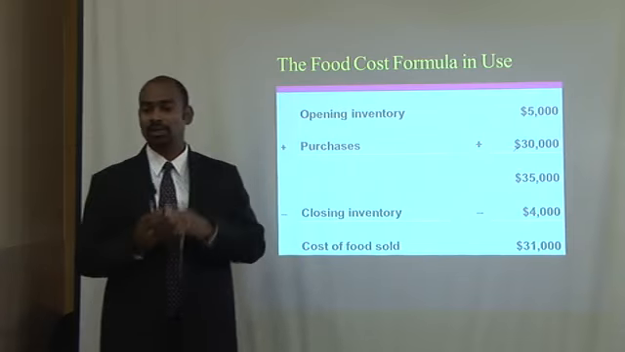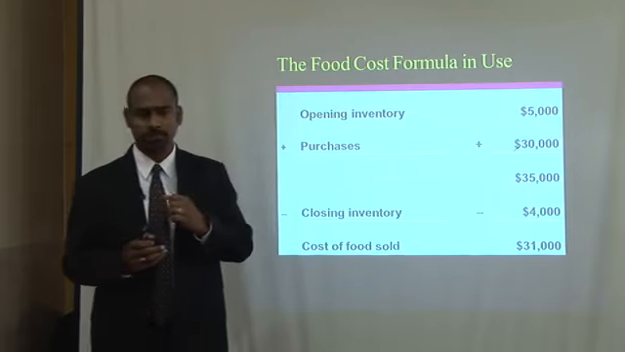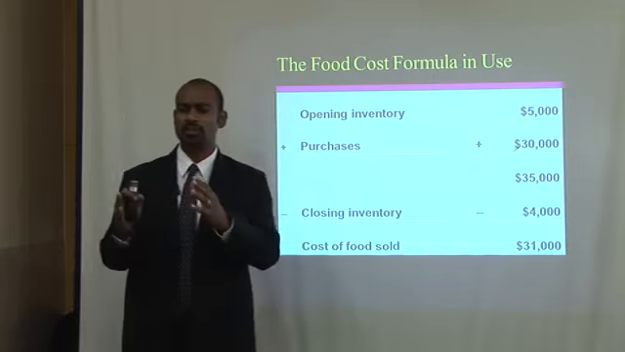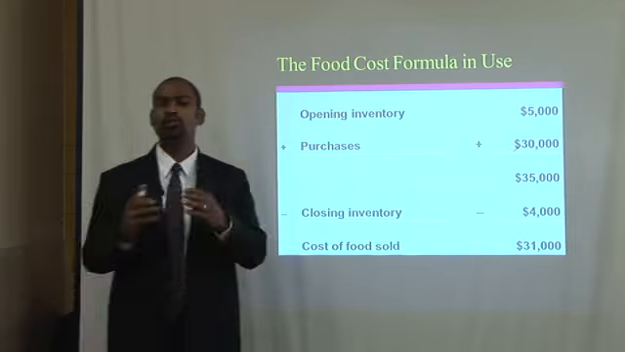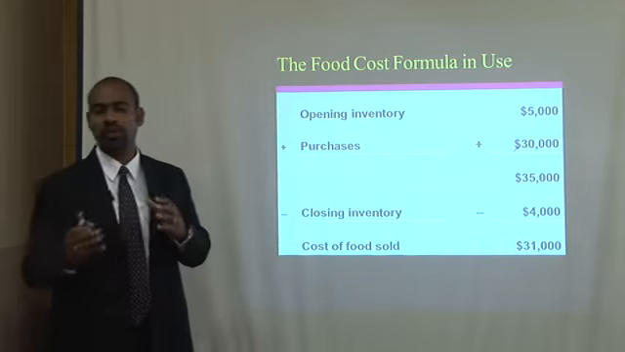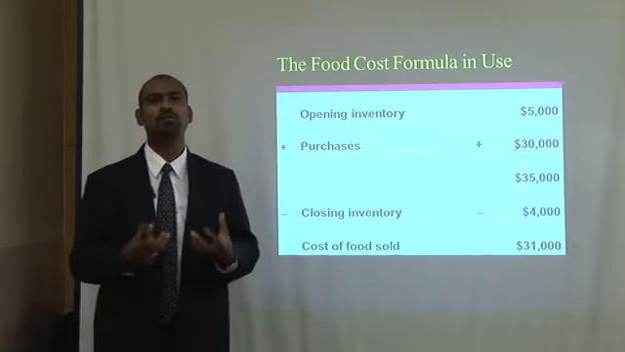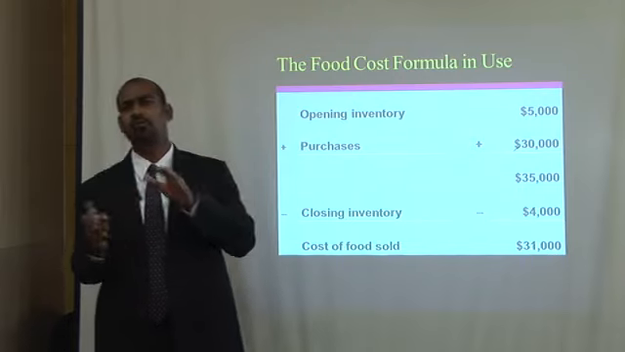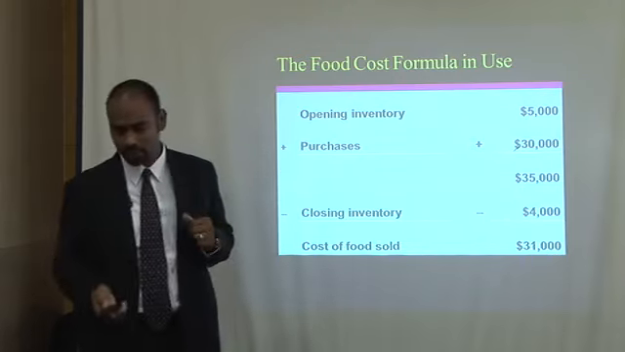So altogether, opening inventory plus purchases minus closing inventory. For example, opening inventory is 5,000 and the purchase is 30,000, the total would be 35,000 and the closing inventory cost would be approximately 4,000. So the cost of food sold is 31,000. This is a simple formula of the food cost. I am talking about the rupee value of the food cost.